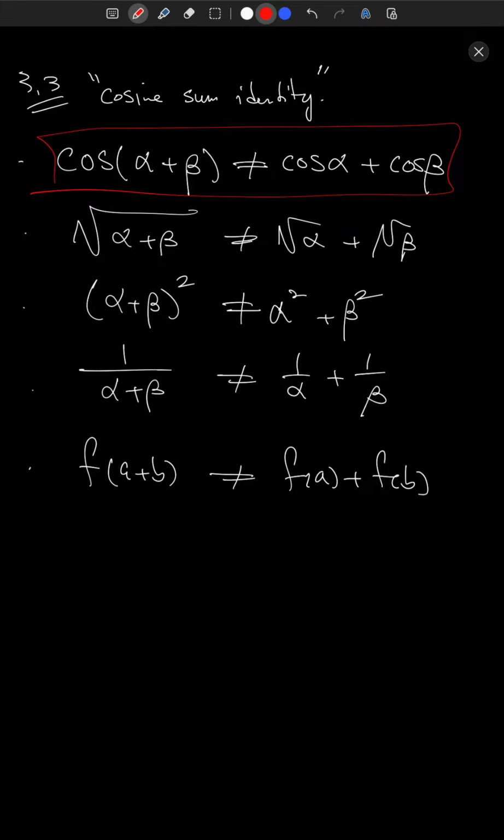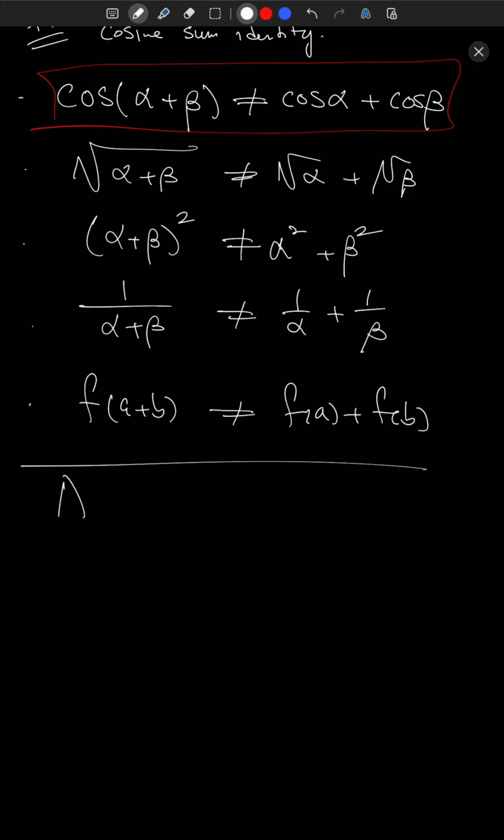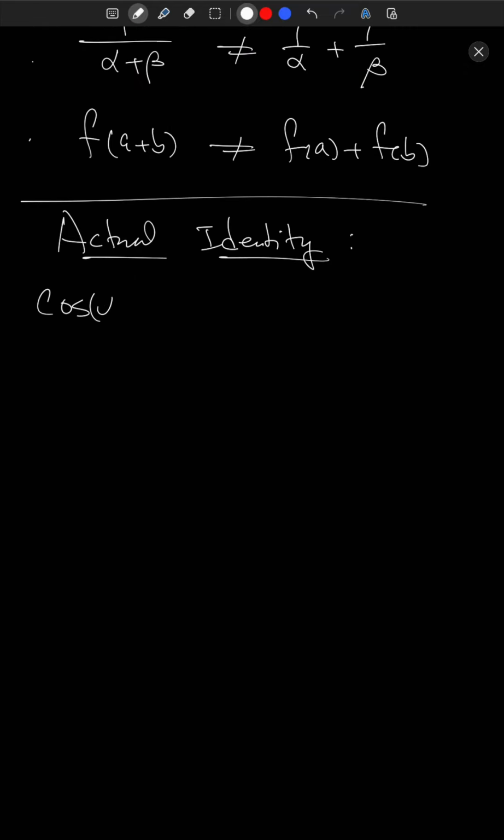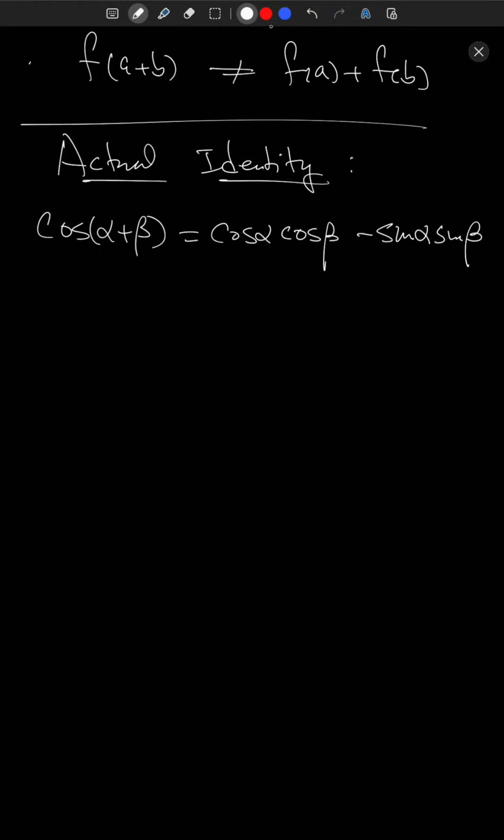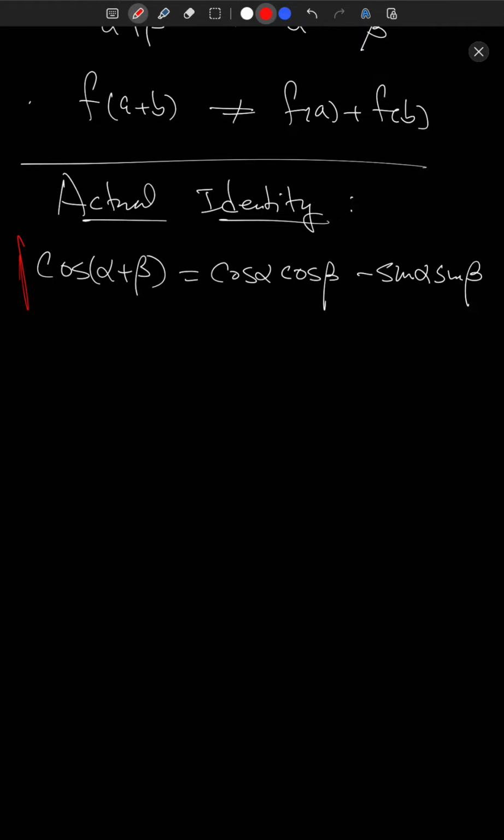And so the question you might ask is, well, if this is false here, is there a way we can simplify cosine alpha plus beta into easier pieces, right? And the answer is actually yes. So the actual identity, I'm just going to write it down, is cosine of alpha plus beta is equal to cosine of alpha times cosine of beta minus sine of alpha times sine of beta. All right. So that's the identity that we're going to work on in this section.